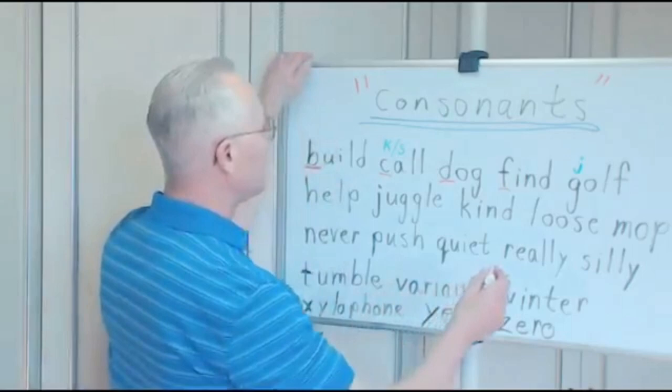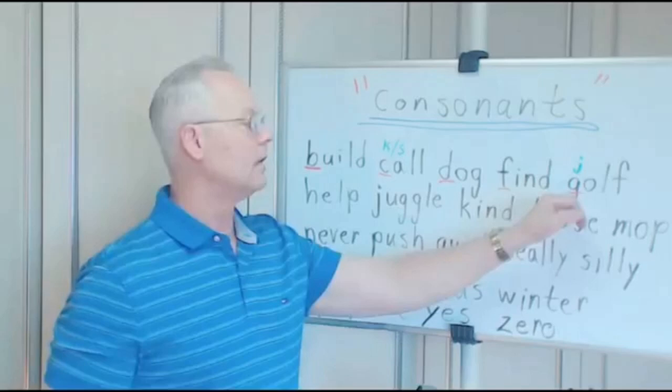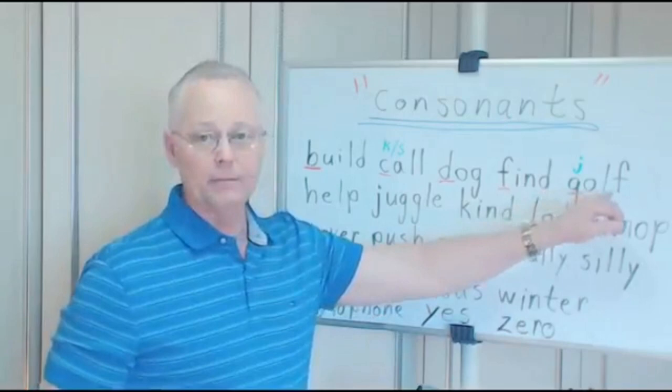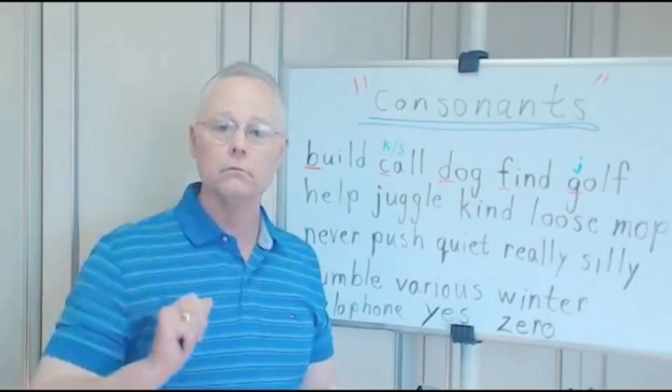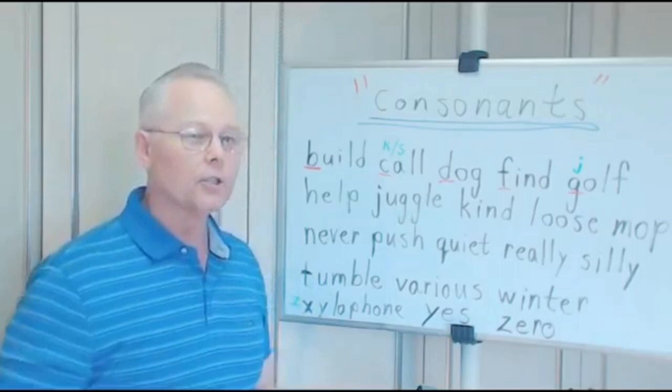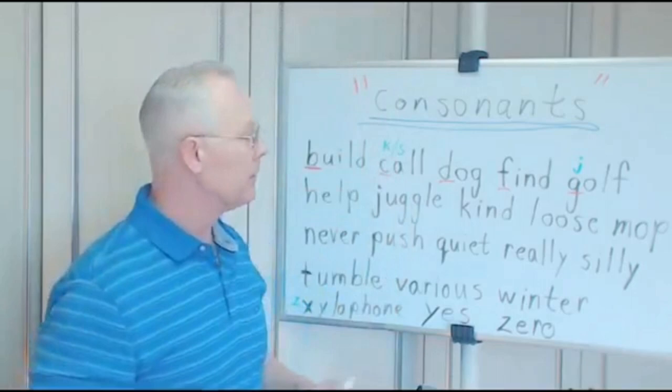How about G? G in the word golf. Do you play golf? Are you a golfer? Okay, the game, the sport, golf. Sometimes G sounds like J. J. What are we thinking here? How about the word giraffe? Giraffe. That animal in Africa with a very long neck, a giraffe. That's spelled with a G, but it sounds like a J.